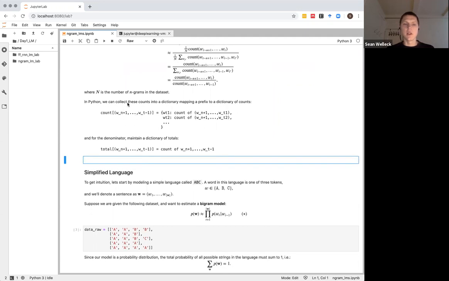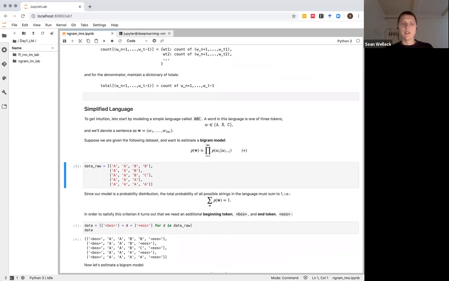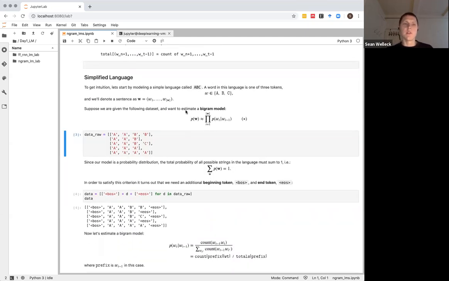So this is just showing what we'll do here. We'll have this Python dictionary called count for the numerator, and then a Python dictionary called total for the denominator. And just to start, we'll use this very simplified language, just so we can understand the concepts. In this language, every word is going to consist of one of 3 tokens, either A, B, or C. So this would be the vocabulary.